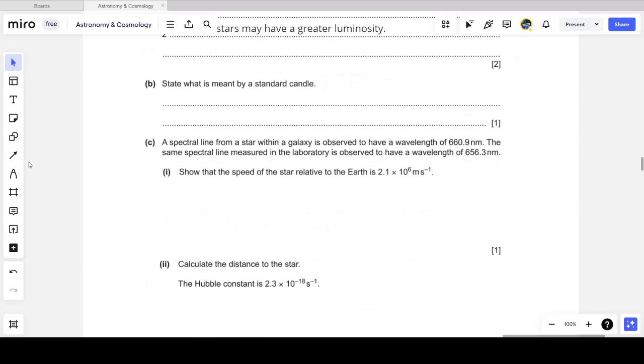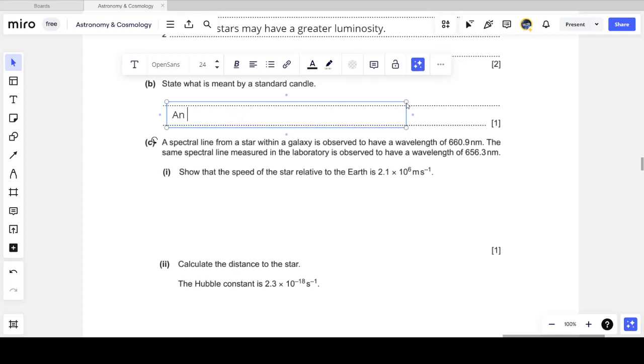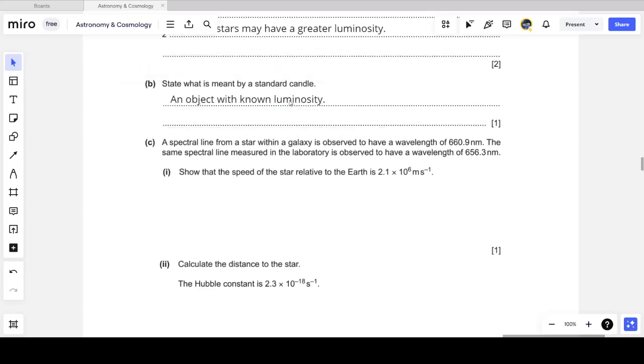Next, we are told to state what is meant by a standard candle. We've already said what a standard candle is. It's any object with a known luminosity. So a standard candle is an object with known luminosity.